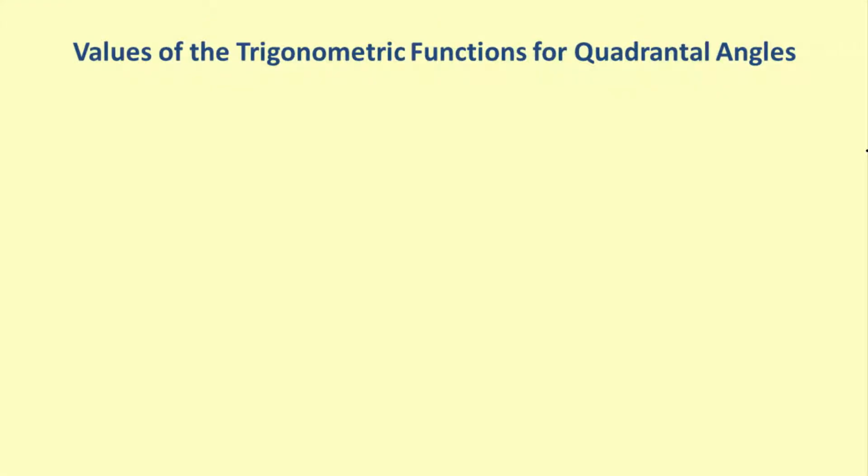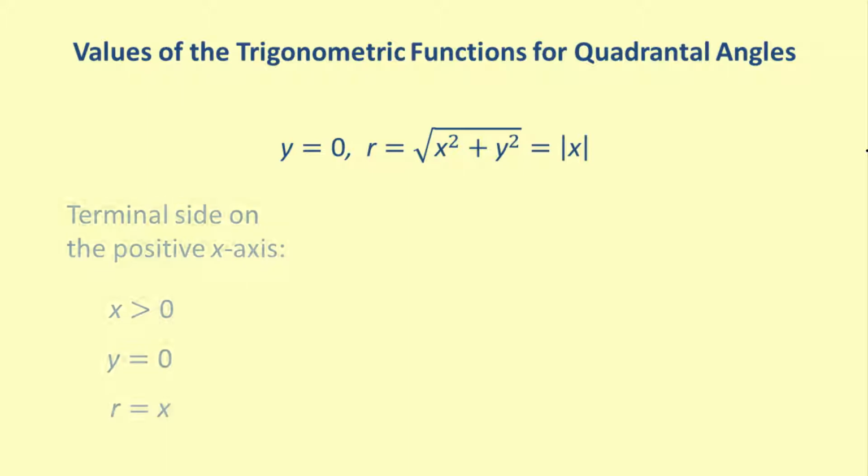In this video, you will learn about the values of the trigonometric functions for quadrantal angles. Before we begin, let's think about what happens when the terminal side of an angle lies along the x-axis, resulting in y equals 0. When y equals 0, notice that r, the radius, equals the square root of x squared plus y squared, which equals the absolute value of x.